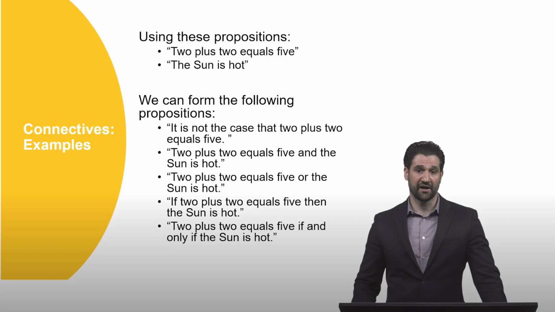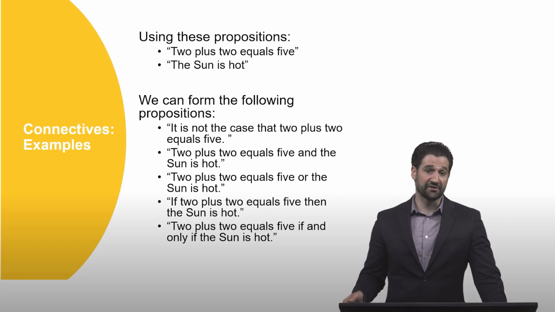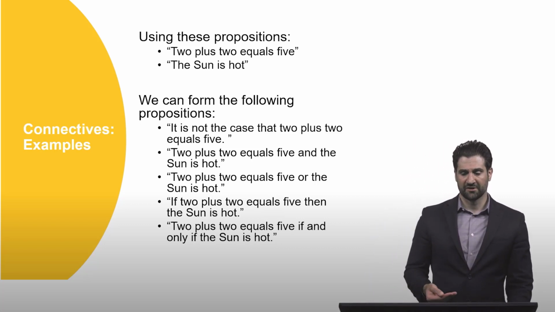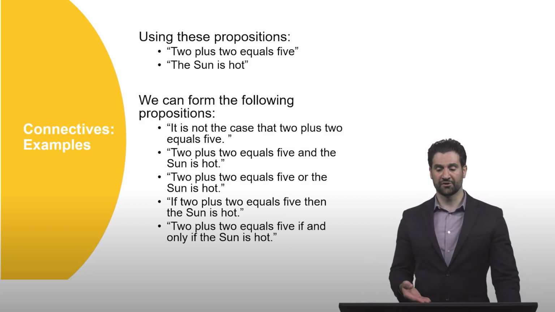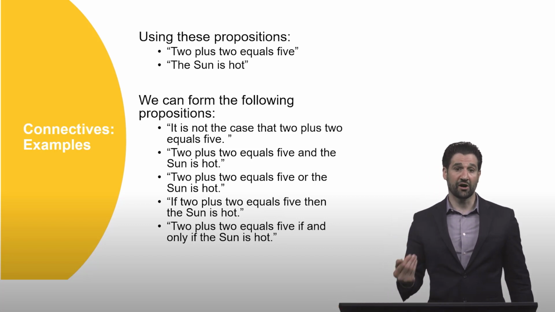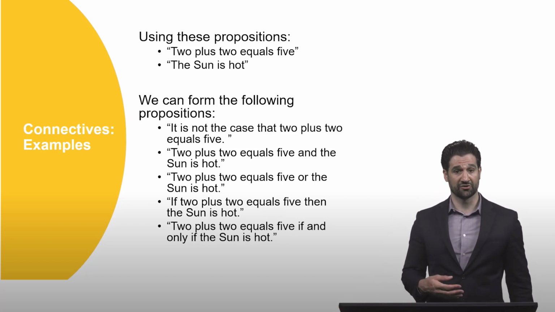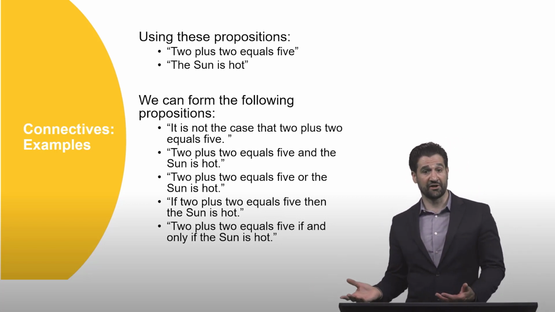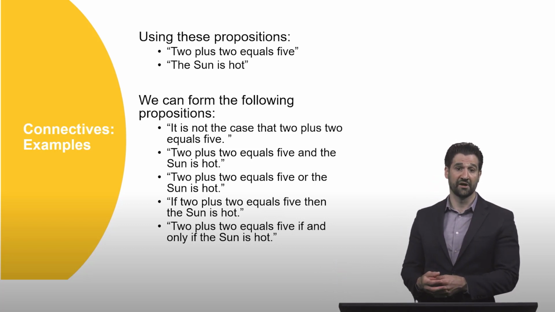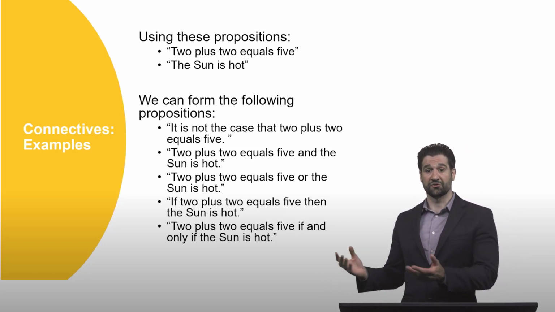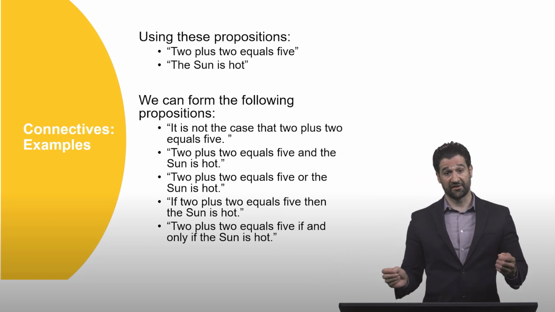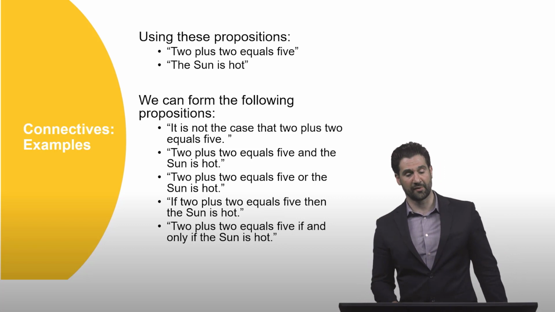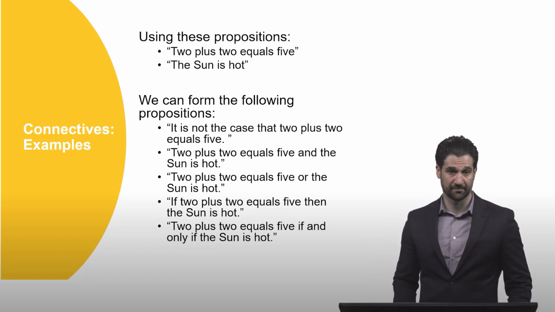2 plus 2 equals 5 if and only if the sun is hot, and this is an example of a biconditional. Now, while the statement above it is true, if 2 plus 2 equals 5, then the sun is hot, we also have to have the other direction being true for the biconditional to be true. The other statement would be, if the sun is hot, then 2 plus 2 equals 5. So if the sun is hot is true and 2 plus 2 equals 5 is false, that implication is false. So the entire biconditional at the bottom of the slide is also false.